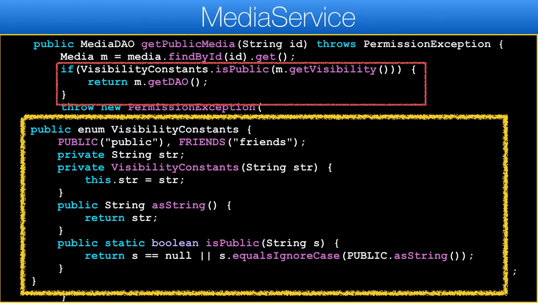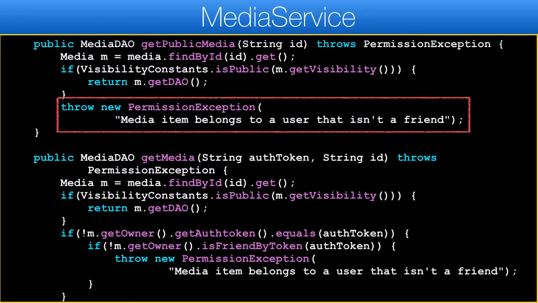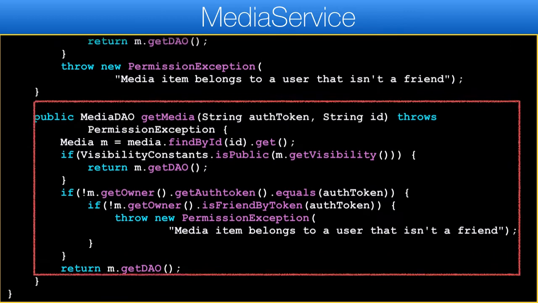As you can see, the isPublic method tests if the field is public or null. The permission exception is thrown otherwise. That exception is pretty simple, and again just a marker exception for the web service layer.